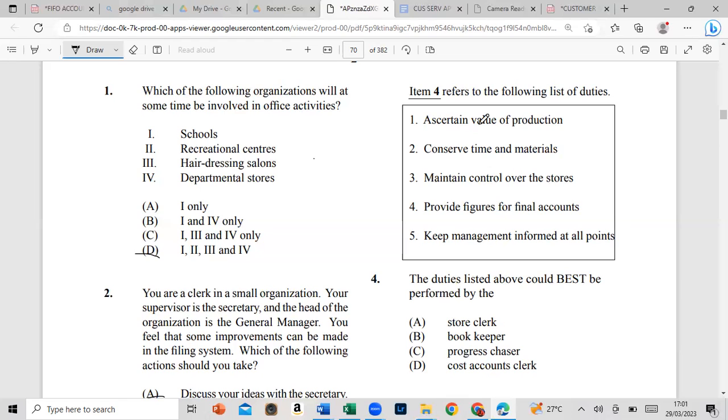So ascertain value of production, conserve time and materials, maintain control over the stores, provide figures for final accounts, keep management informed at all points, and that is cost account clerk.